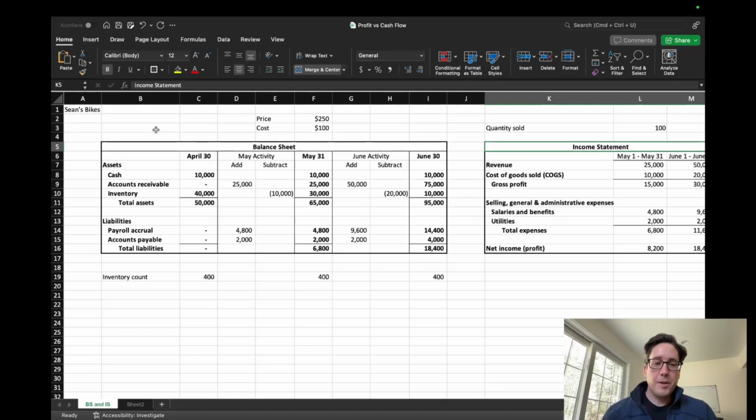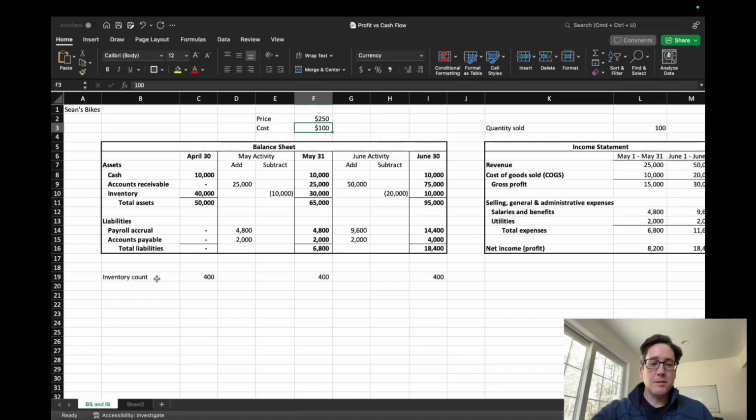So this is the example that I put together, and don't worry about all these numbers here. I'm going to explain every piece. I called this Sean's Bikes. I don't know what a bike costs these days, but Sean's Bikes is selling bikes for 250 bucks. They cost me 100 bucks to make.